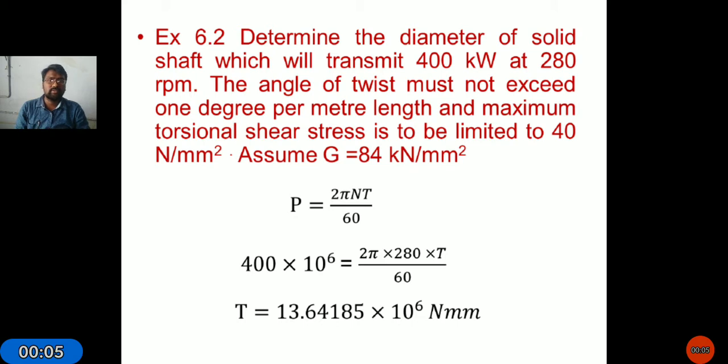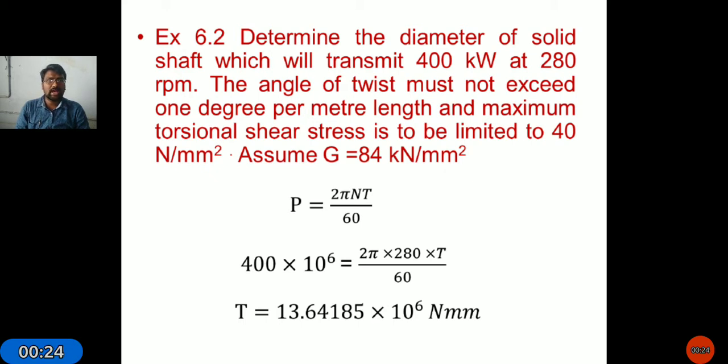In the previous class we discussed one problem regarding the calculation of torque, power and angle of twist. Next, coming to the second problem.